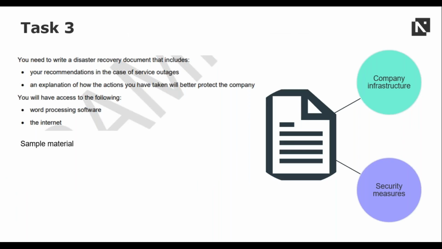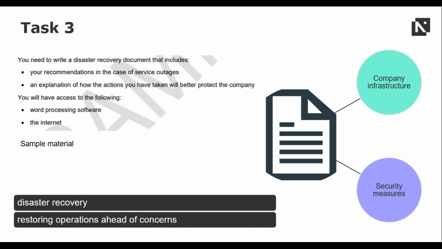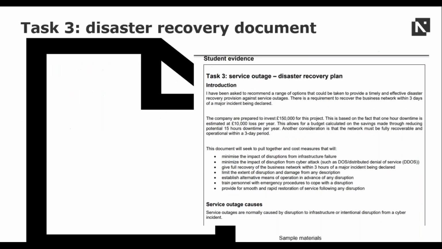Now, to help students complete this task, a breakdown of the current company infrastructure and security measures will be provided to students within an additional supporting document that will need to be referred to throughout the whole task. Students should focus on recommendations that allow for disaster recovery and restoring operations ahead of concerns. Now, on the website, you'll find guide example material for the task.